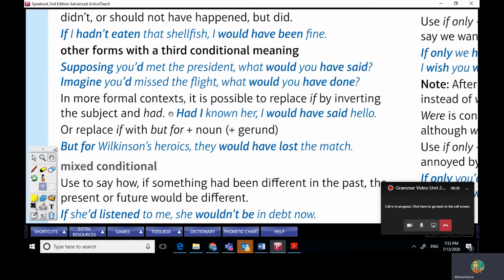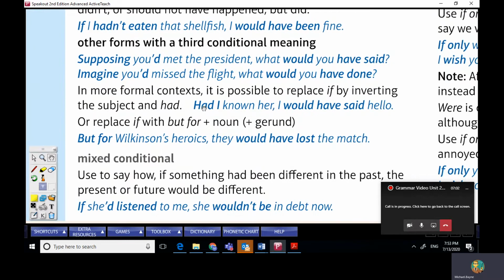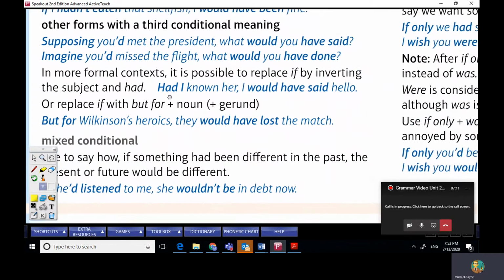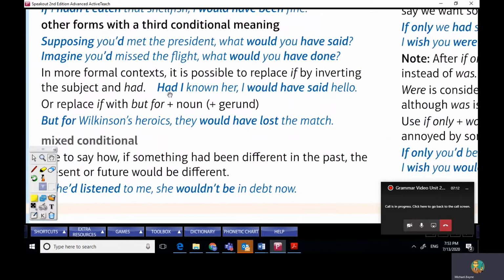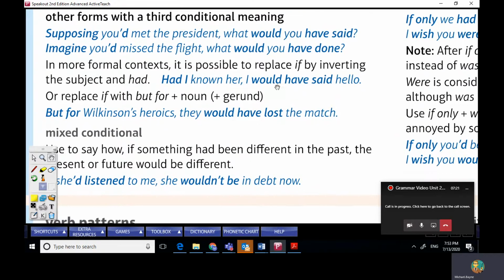In more formal contexts, sometimes we won't use the if at all, and we will put the had at the beginning. We'll invert the subject and the had. Invert just means it changes places. This is actually quite common. You'll hear it a lot. Had I known her, I would have said hello. Now, I didn't know her, but I could have known her, and if I had, I would have said hello.